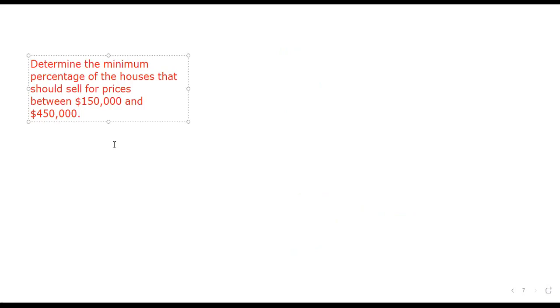So part B, the question was to determine the minimum percentage of houses that should sell for prices between 150 and 450. In this case, they've given us the confidence interval itself. The minimum is 150. The upper bound is 450.